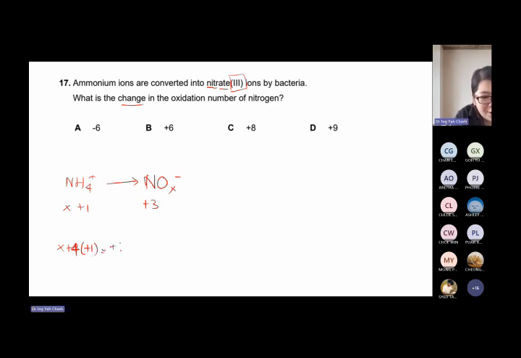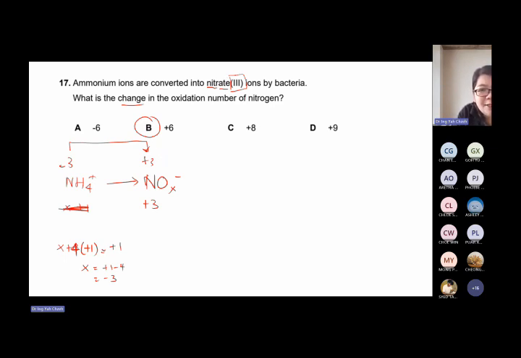Overcharge is +1. So what's X? X is +1 minus 4, which is -3. So here, -3 to +3, what is the change? Okay, the change is +6. That is why the answer is B.